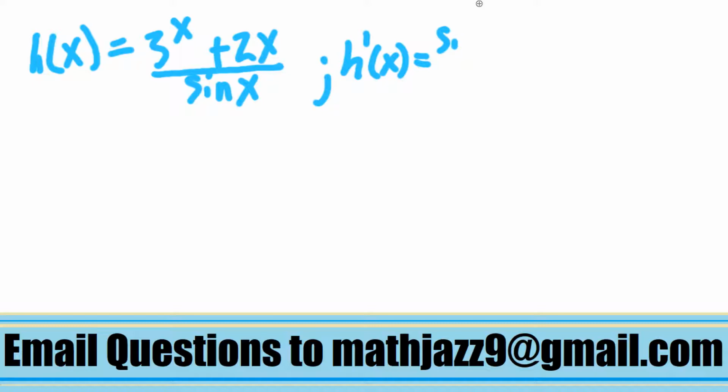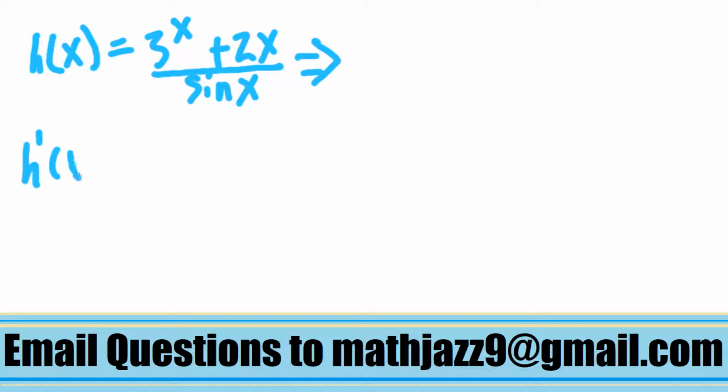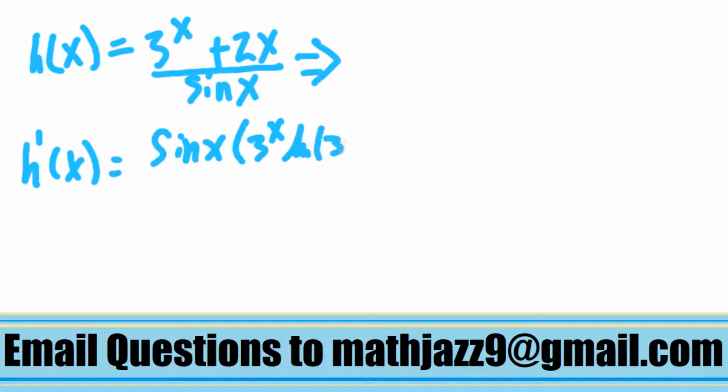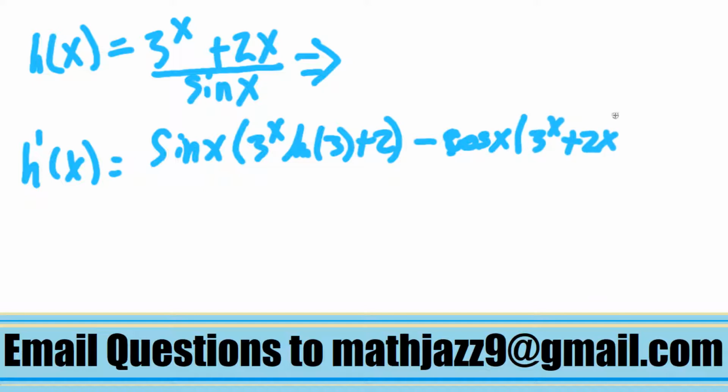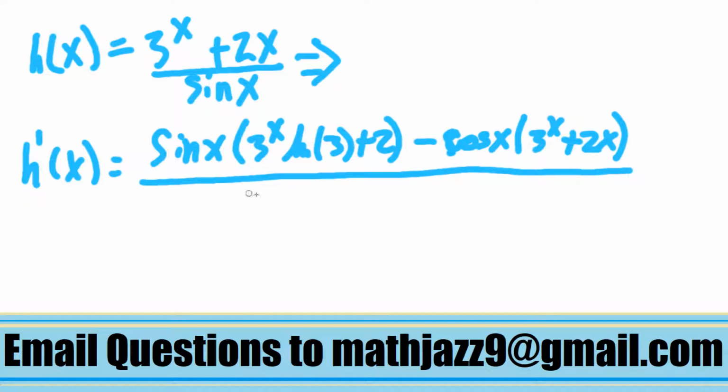And we might need to actually go to another line for that as well. So let's go down here. H prime of x is equal to the denominator times the derivative of the numerator, which is going to be 3 to the x ln of 3 plus 2 minus the derivative of the denominator, which is going to be cosine x times the numerator, which is 3 to the x plus 2x, all over the square of the denominator, which is going to be sine squared x. There we go. This is our derivative.